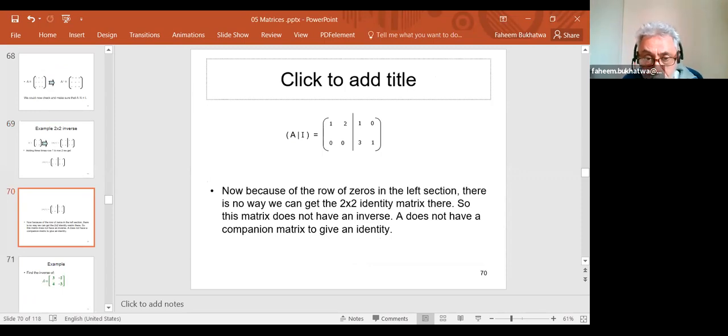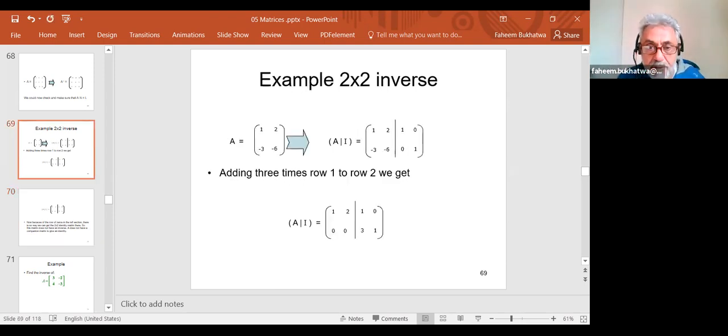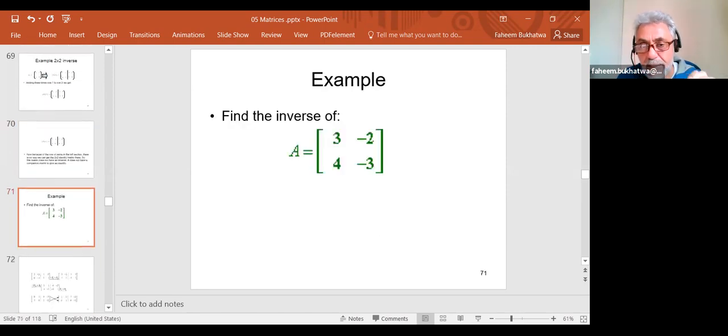Now, because of the row of zeros in the left section, there's no way we can get a 2 by 2 identity matrix. So this matrix does not have an inverse, and therefore that original matrix cannot really be used for encryption. So some matrices, guys, do not have an inverse.